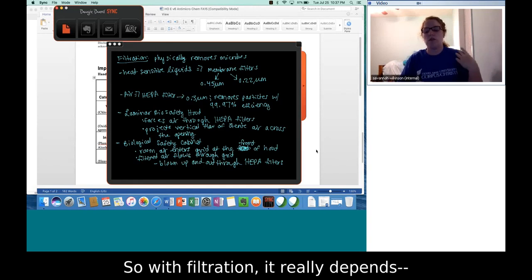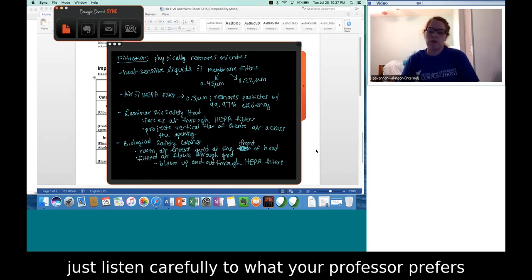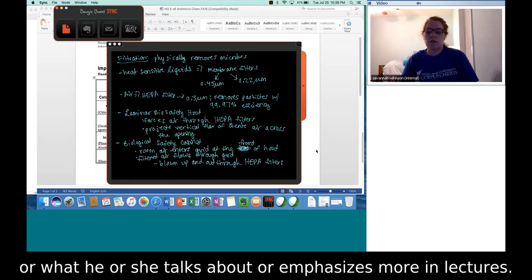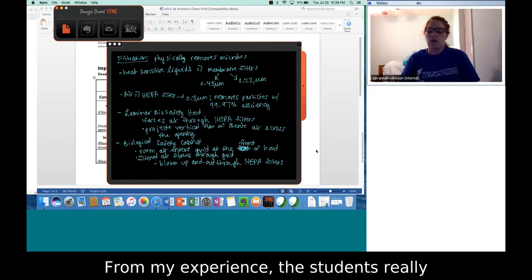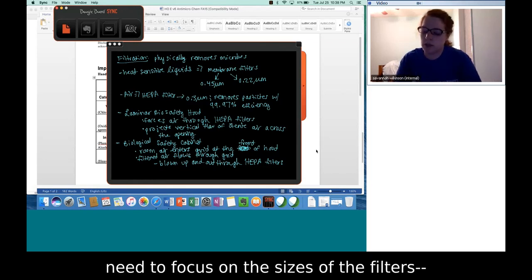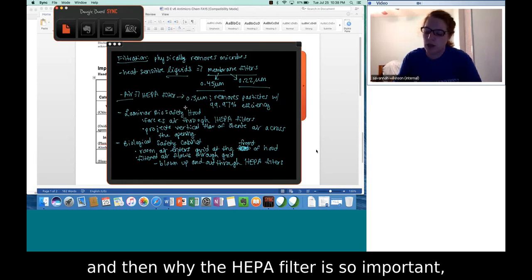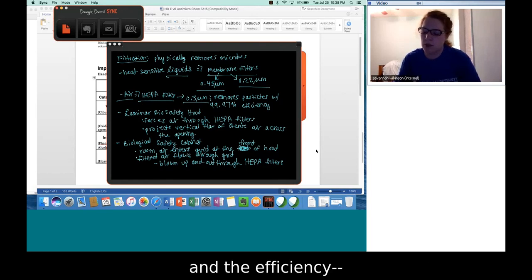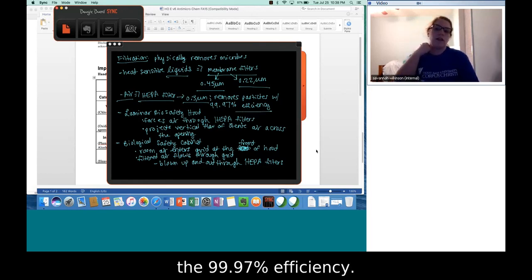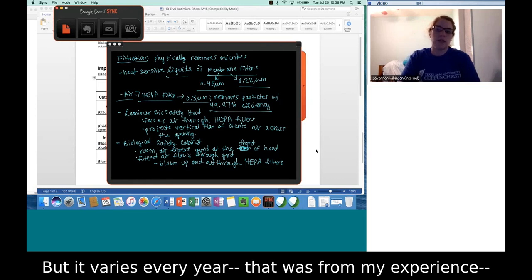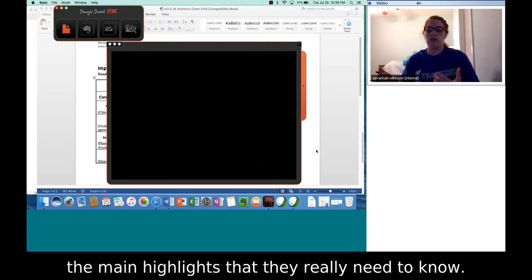Okay, so with filtration, it really depends. Just listen carefully to what your professor prefers or what he or she talks about or emphasizes more in lecture. From my experience, the students really need to focus on the sizes of the filters, whether they're for liquids or for air, and then why the HEPA filter was so important and the efficiency, so 99.97% efficiency. But it varies every year. That was just in my experience, the main highlights that they really needed to know.